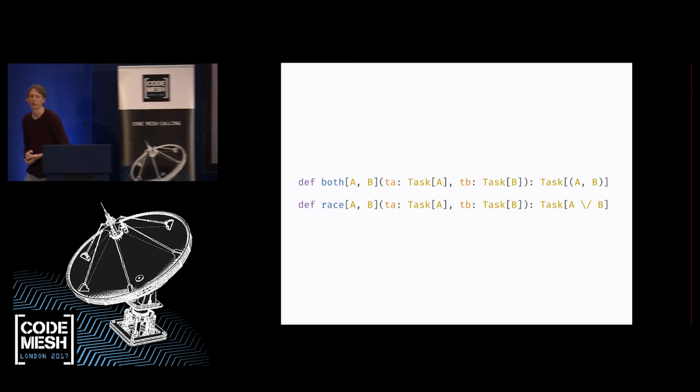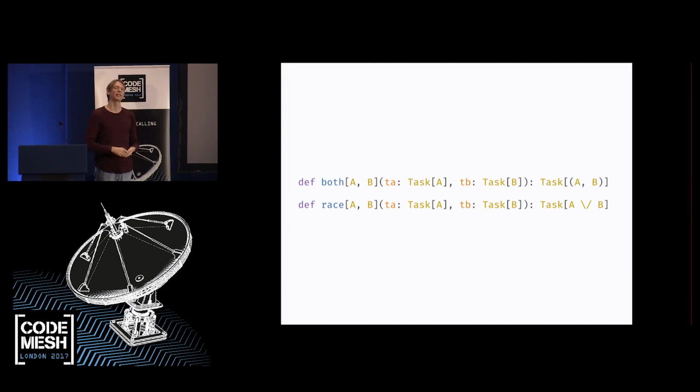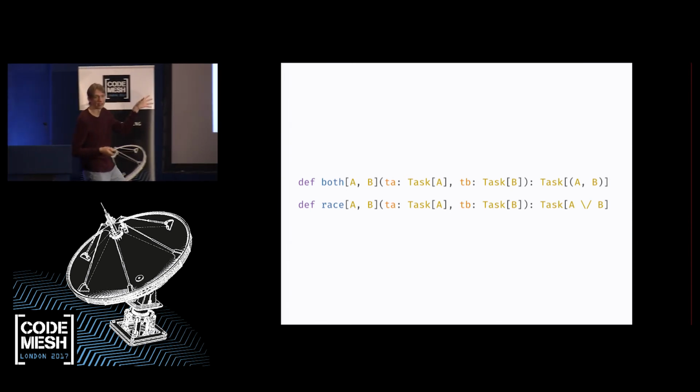Race is a little bit weirder. It takes two tasks, A and B, and races them against each other, and the first one that completes, it's going to return that result. So these are the core primitives. Other stuff gets built on top of this. And these are both broken.